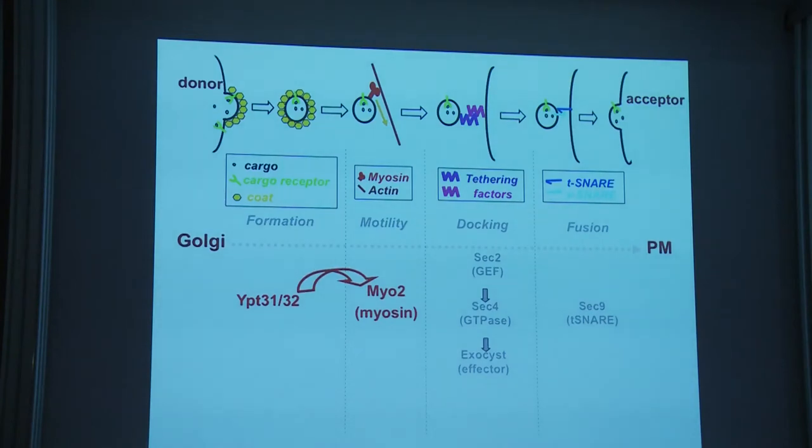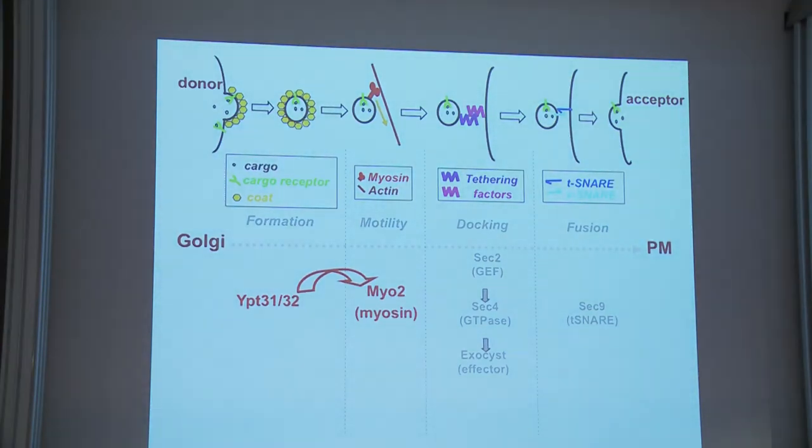So what it means is that we already knew that YPT31 and 32 are important for vesicle formation because of interacting with other effectors, but now we show that it's also required, not just for the formation, but to put on the right myosin to take them to the right place, okay?